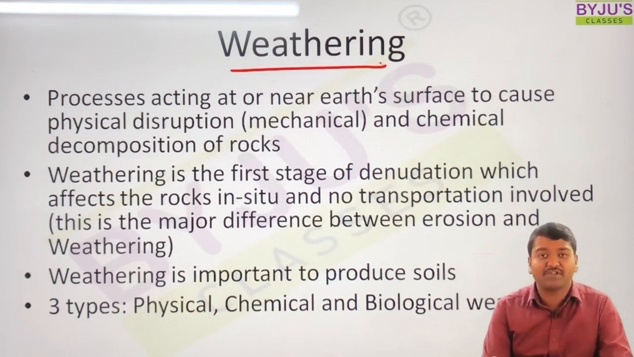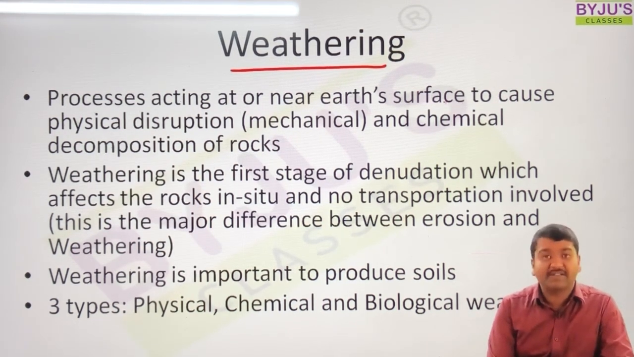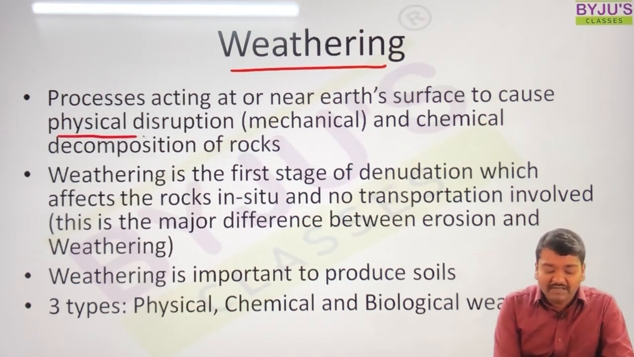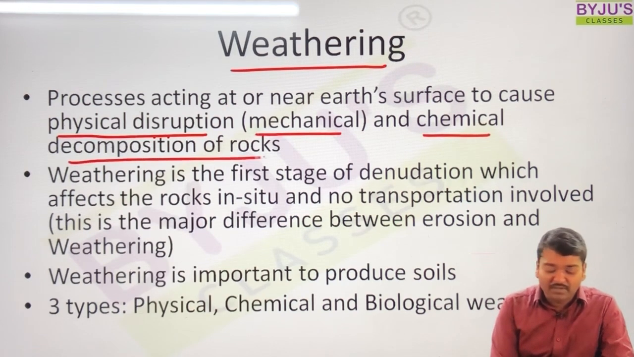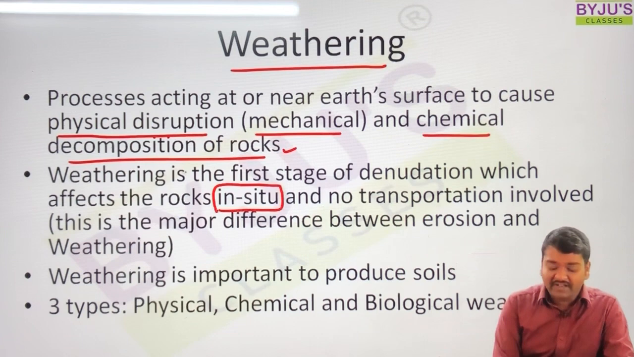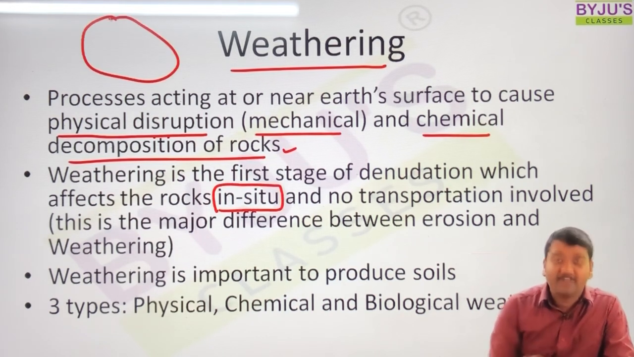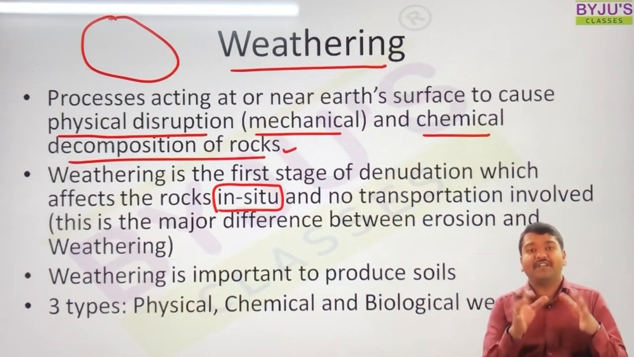Weathering, let's begin with the most important process. Processes acting at or near Earth's surface to cause physical disruption, which we call mechanical also, and chemical decomposition of the rocks. We call this weathering only if it is happening in situ. Weathering is the first stage of denudation which affects the rock in situ. That is, wherever the rock is present, there only disintegration of the rocks will take place.